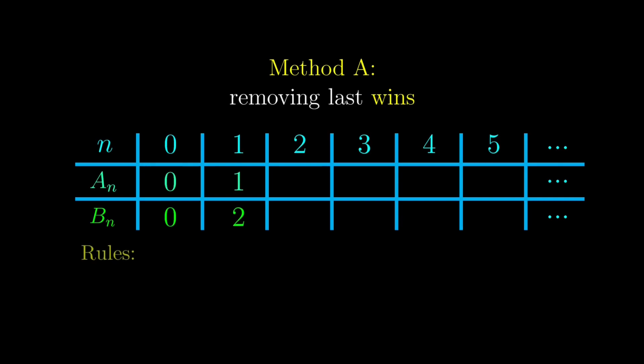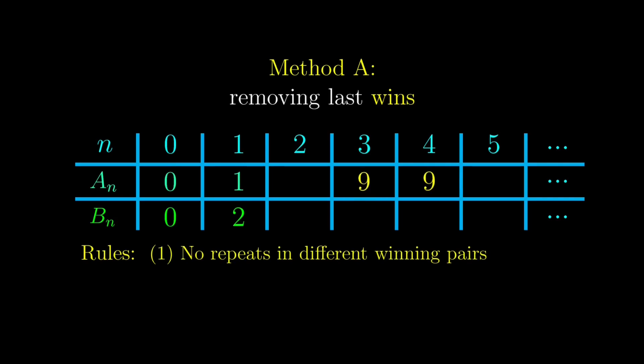From the rules of the game, we can infer some rules that this winning table needs to follow. Firstly, there should be no repeats in different winning pairs. This means something like this, or this, or this cannot happen. Let's say these two are really winning pairs, then your opponent can reach from one winning pair to another, making him or her win instead. So at least one of them cannot be a winning pair.